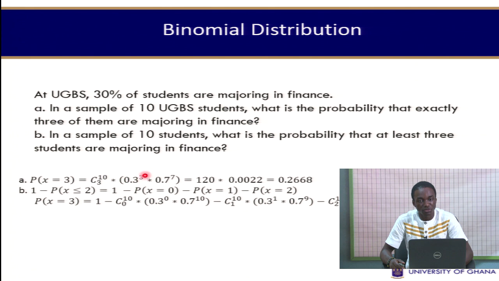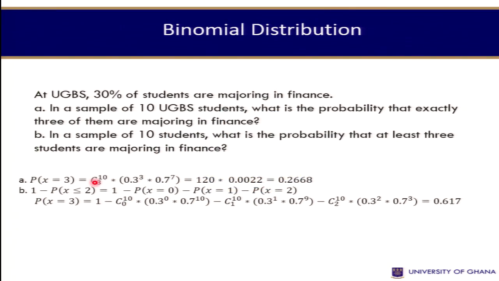So our p is 0.3, our x is 3, and then 1 minus p, that's the probability of failure, which is 0.7, raised to n minus x, that is 10 minus 3, which is 7. Therefore, our probability of exactly 3 students majoring in finance is 10 combination 3 times 0.3 raised to the power 3 times 0.7 raised to the power 7.